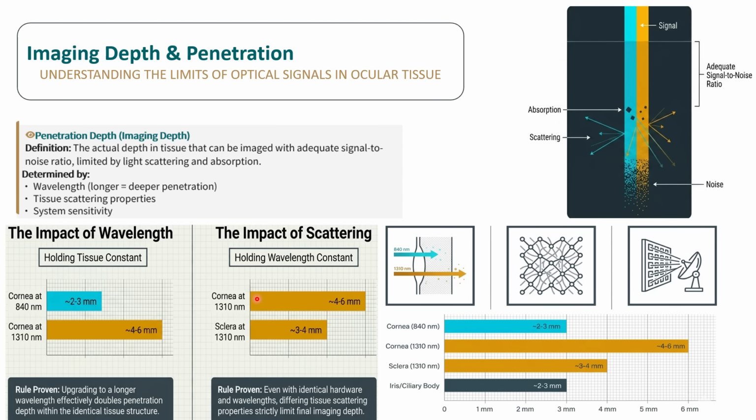Now in this experiment, we provide the same wavelength but have different tissues. This is the cornea and this is the sclera. You can see that the penetration in the cornea is more and in the sclera is less, and this is related to the tissue properties. So these are two important variables determining the penetration and the image depth.